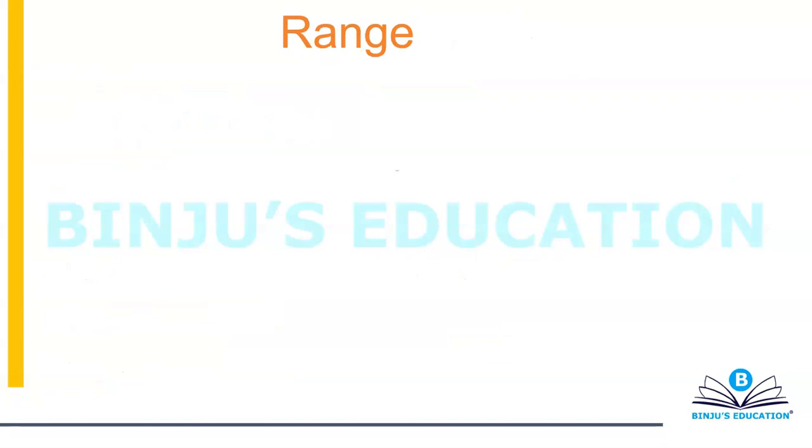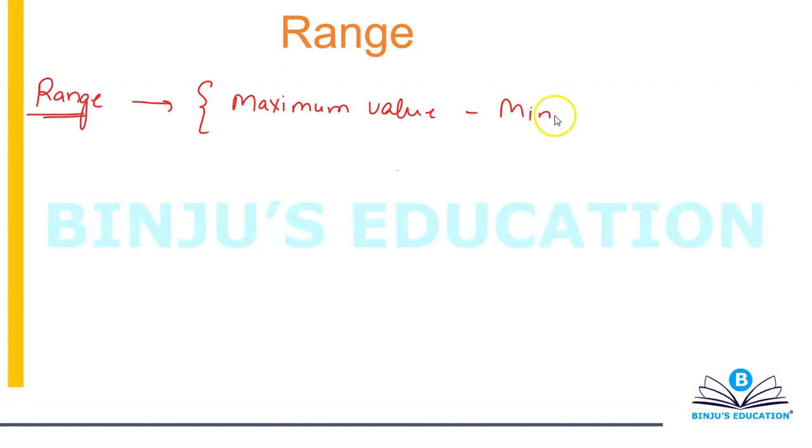Alright, let's talk about the next concept, the concept of range. Whenever we talk about the term range in statistics, it's a very simple thing. It is defined as the maximum value minus the minimum value for a given set of numbers.